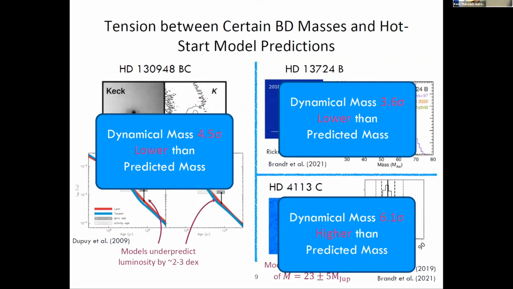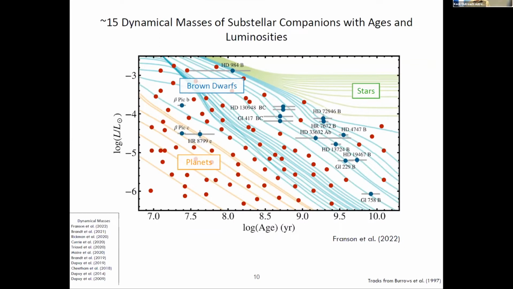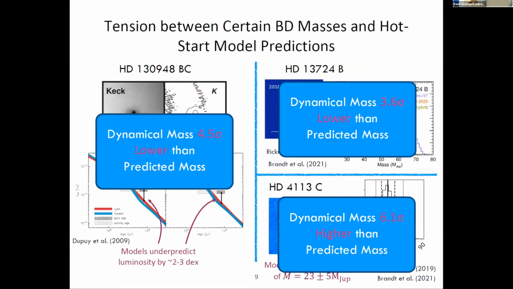Okay. So one can ask kind of what story do these current dynamical masses tell? And so the story so far has been that it depends, right? Some cases, the masses agree quite well with model predictions, but there's some intriguing cases where they disagree. Here's a few examples. The system on the left is a brown dwarf binary where the combined dynamical mass of the binary is 4.5 sigma lower than model predictions. The system on the upper right is 3.5 sigma, I think, lower. And the system 4113C has a dynamical mass that's 6 sigma higher.